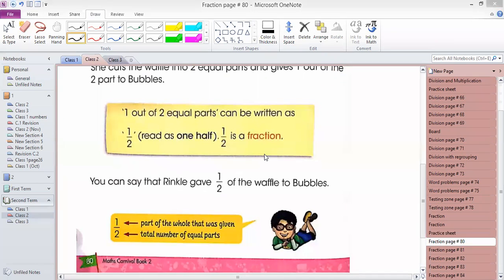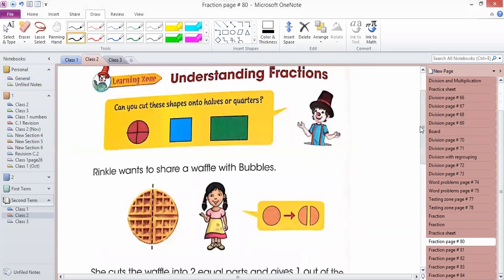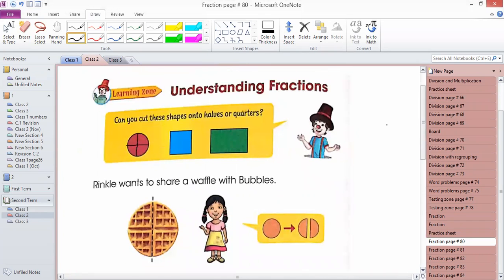Yes, sir. Yes, sir. Yes, very good. Take out your books now. Open page number 80. We will start from the book. We'll start reading the book now.